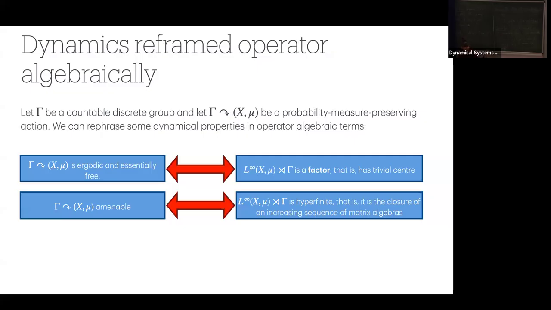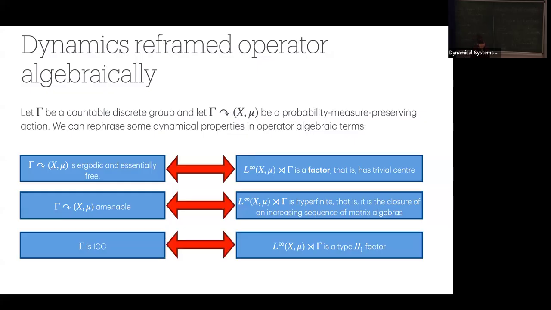These are sort of like the building blocks, the simple guys in von Neumann theory. The action is amenable, which now we know a reasonable amount about. So here's another equivalent definition, actually, of an amenable action, and that's if this von Neumann algebra is hyperfinite. So hyperfinite means that it is the closure of an increasing sequence of matrix algebras. So you map one matrix algebra into another, and so on, take the closure, and you get something that's called hyperfinite.